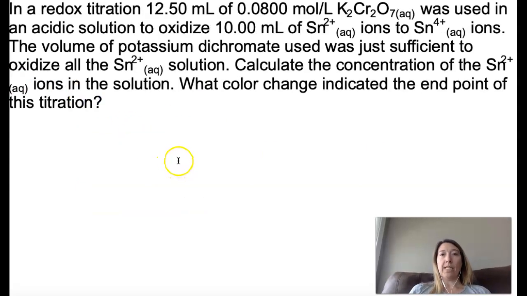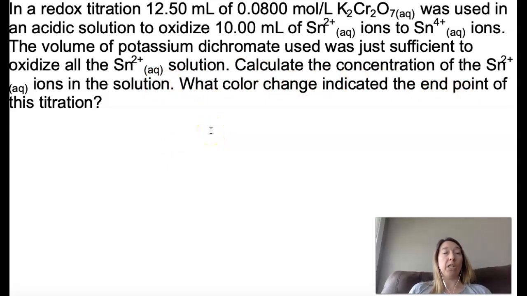So first example we have here. In a redox titration, 12.5 mL of 0.08 mol/L potassium dichromate was used in an acidic solution to oxidize 10 mL of Sn2+ ions to Sn4+ ions. The volume of potassium dichromate used was just sufficient to oxidize all the Sn2+ solution. Calculate the concentration of the Sn2+ ions in the solution and what color change indicated the endpoint of this titration.